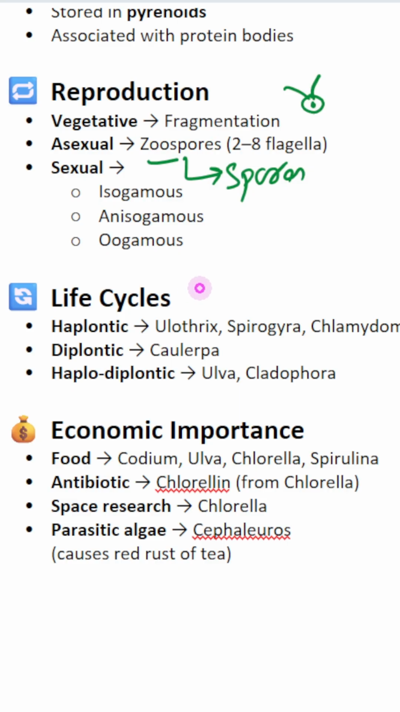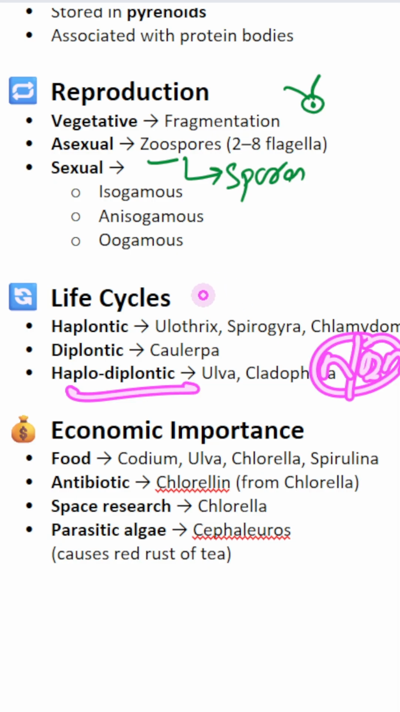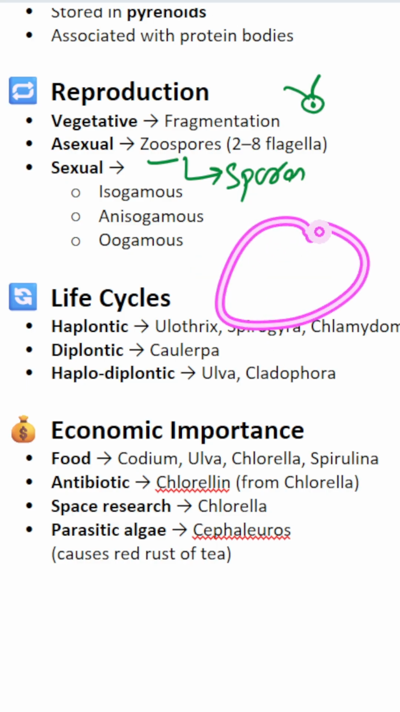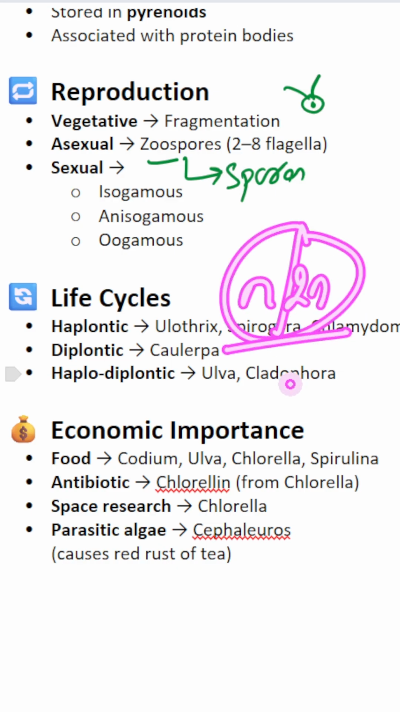Now move to life cycles. We find three types of life cycle. Haplontic life cycle, mostly haploid in nature. Diplontic life cycle, mostly diploid in nature. And haplodiplontic life cycle, where we find haploid and diploid phases roughly equal. Got it? If the life cycle contains maximum part N and minimum part 2N, it is called haplontic. If it contains maximum part 2N and minimum part N, it is called diplontic. And if it contains both equally, it is called haplodiplontic.